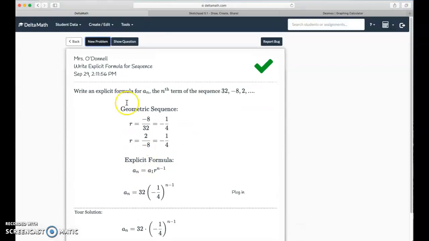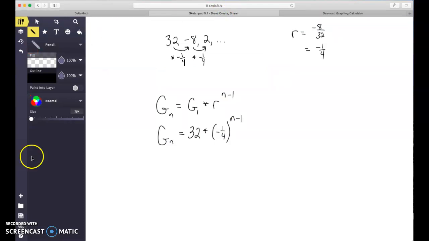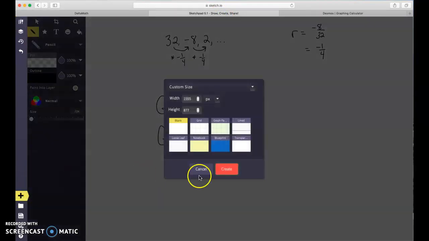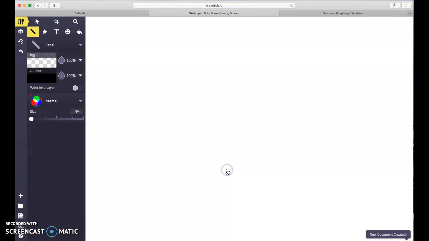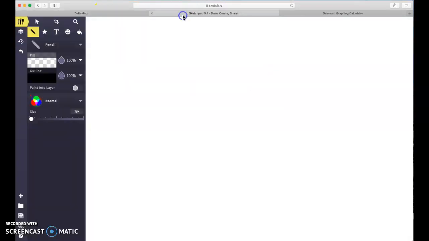Nice. Cool. Let's see if we can get a nice arithmetic one. Oh, I think we got lucky. If we're going to write our explicit formula, here we've got an arithmetic sequence. It looks like our sequence is 28, 14, 7. So if we're going to write down our work, 28, 14, 7, and so on.